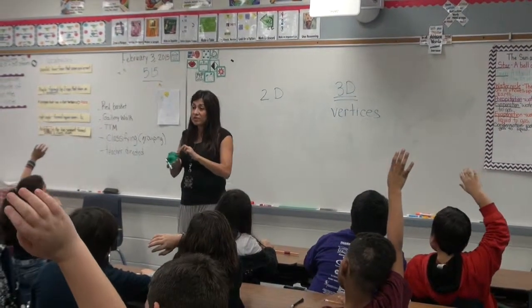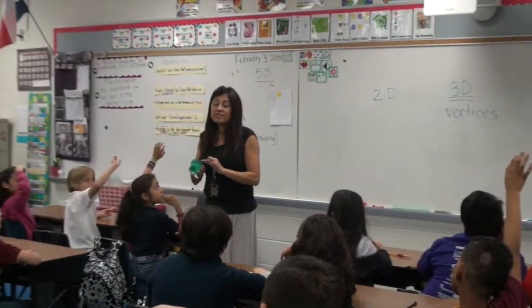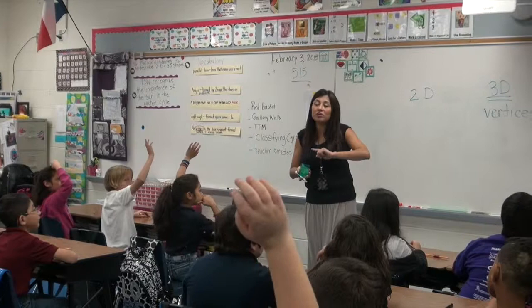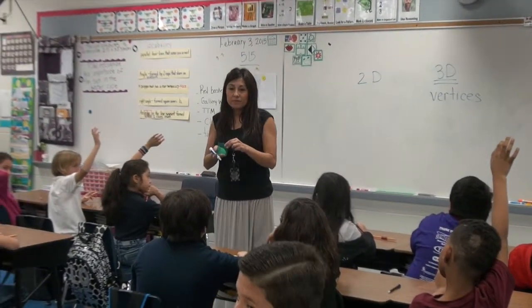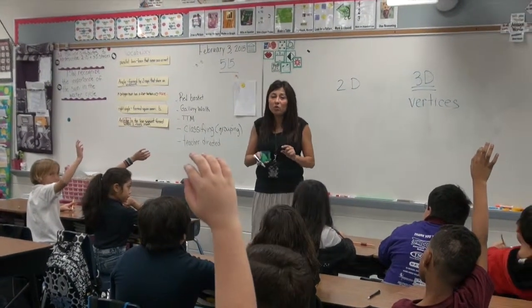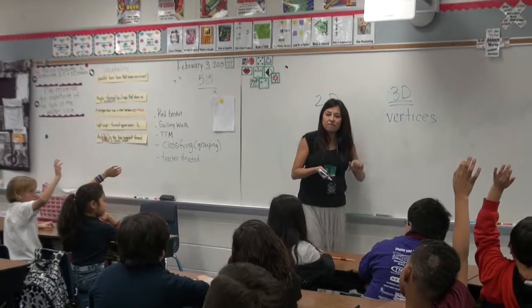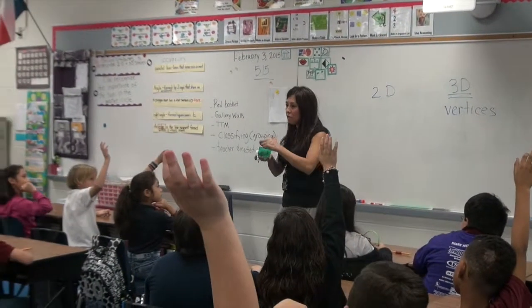Can you tell us what a vertice is? It's like little points. Okay. We no longer say this anymore. We call it a vertex or vertices. Riley? It's a word for a corner. It is a word for corners. Can you tell me, what do you think creates a vertex or vertices? What makes it a vertex or vertices?